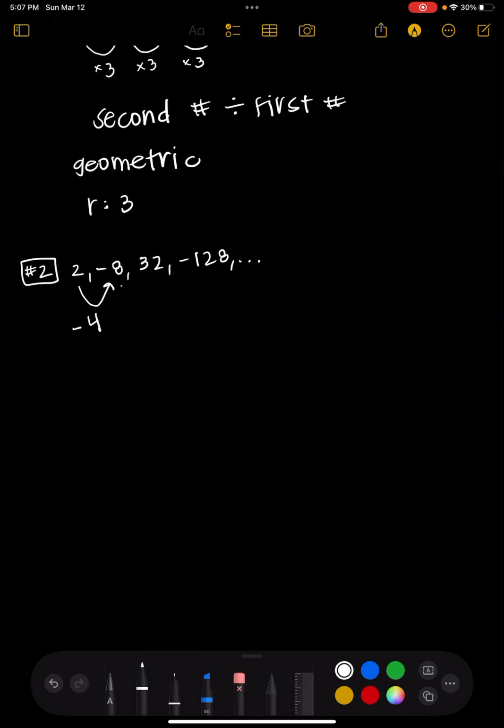Now let's make sure that if I go from -8 to 32, I'm also multiplying by -4. So again, we're switching from negative to positive, which means I have to multiply by a negative number. And to get from 8 to 32, once again, multiplying by 4. And same thing goes for here. So to go from 32 to -128, I know these numbers are getting a little bit bigger, but you could double check this in your calculator. So 32 times -4 is -128, which means that we're multiplying by -4 every time, which means that this sequence is geometric.